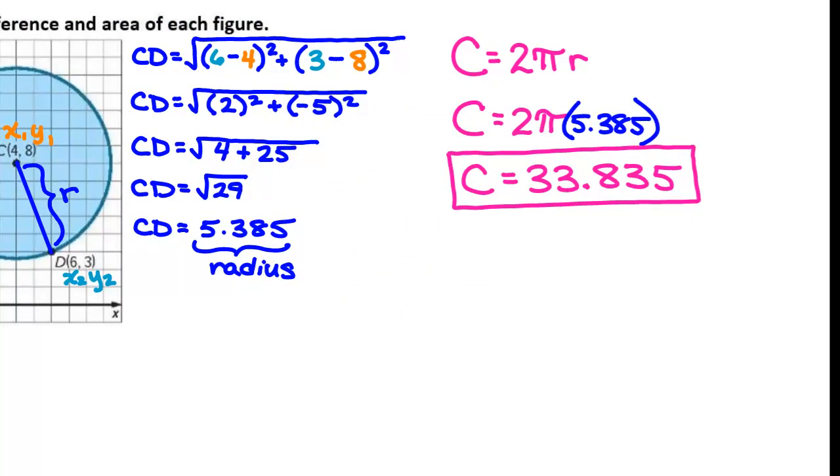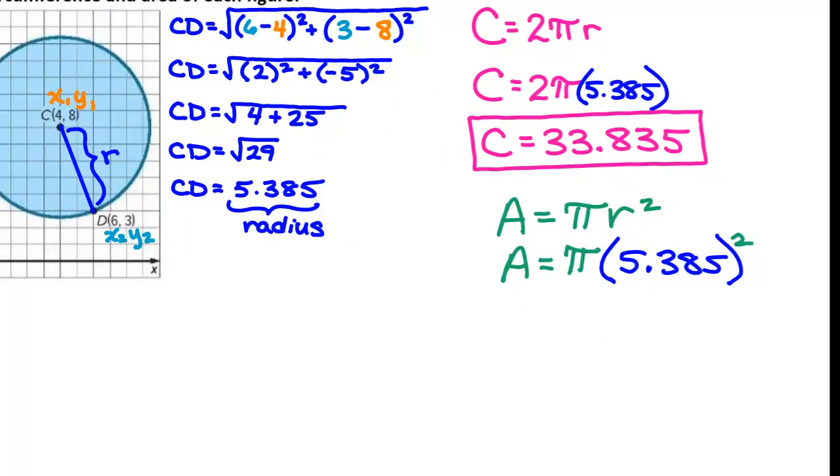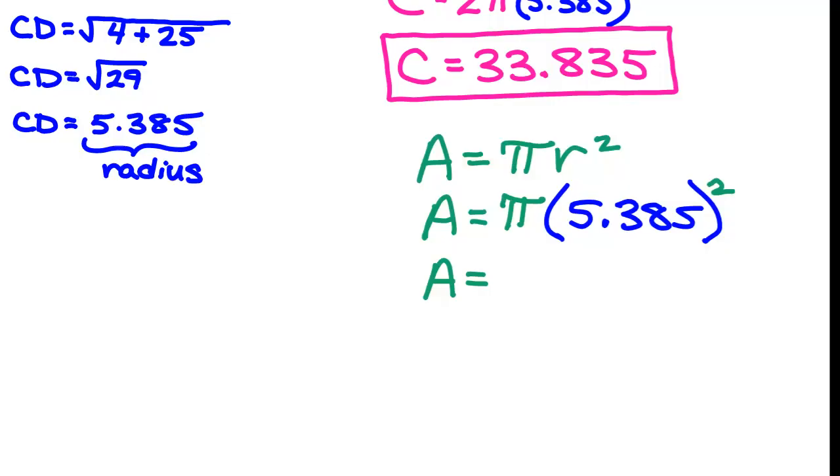So there's our circumference. Area is pi times the radius squared. So for my area, I have pi times 5.385 squared. And you do have a squared button on your calculator. You should be using the pi button and the squared button. What do we get here? Take it out to 3 decimal places.